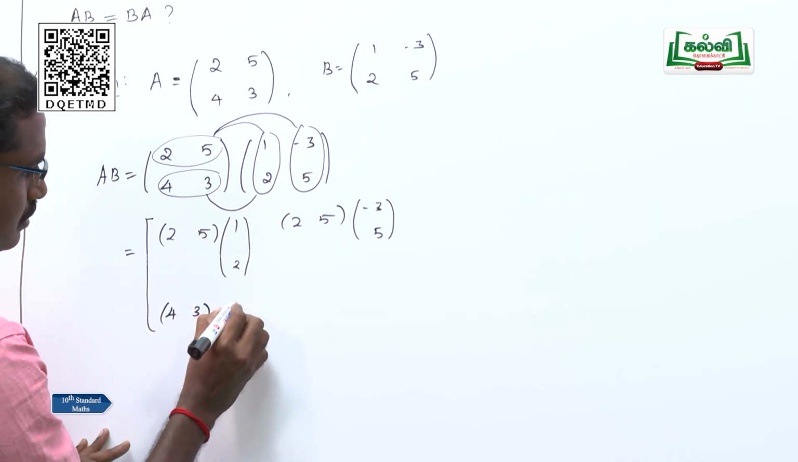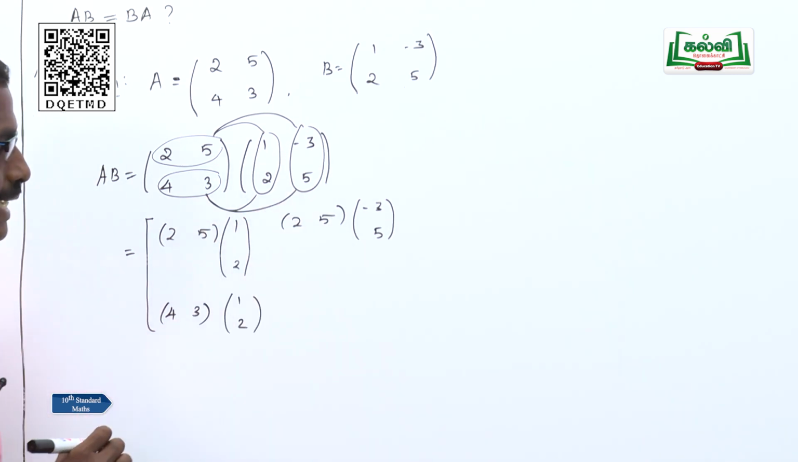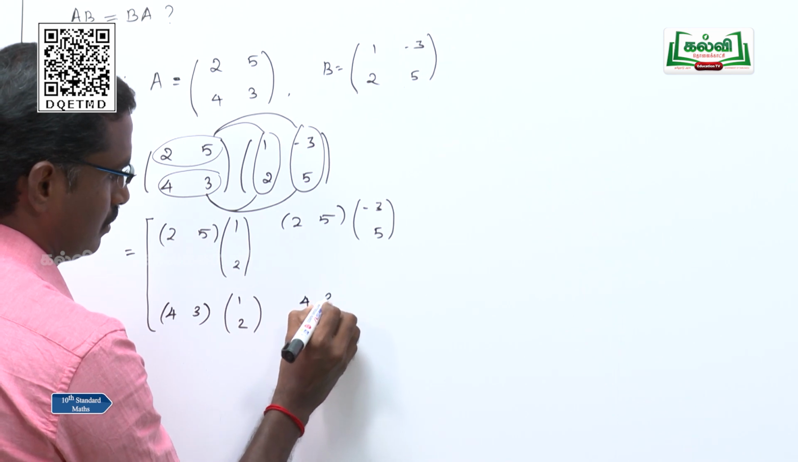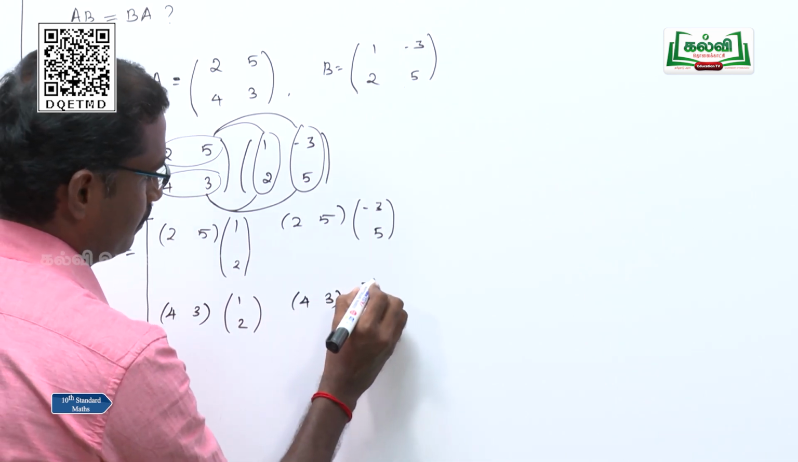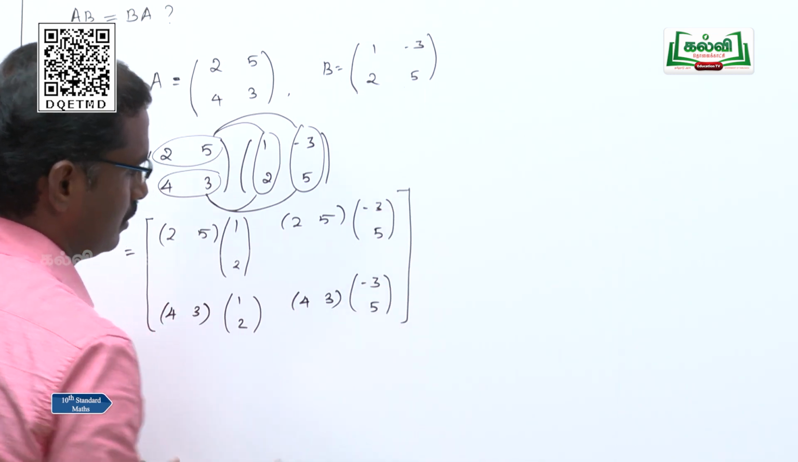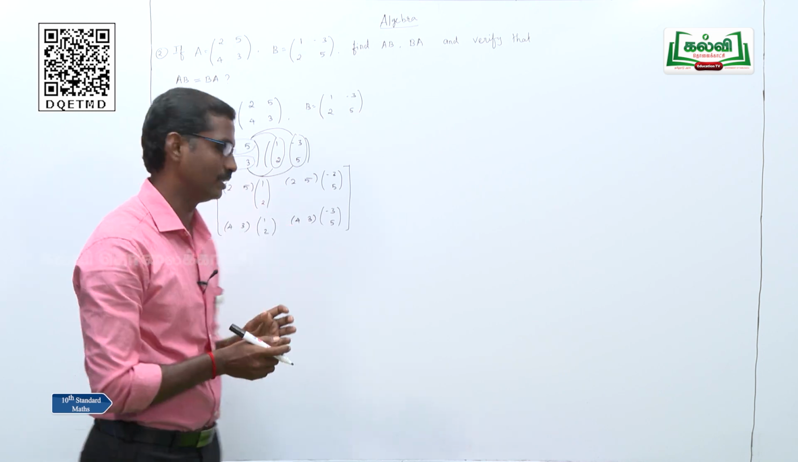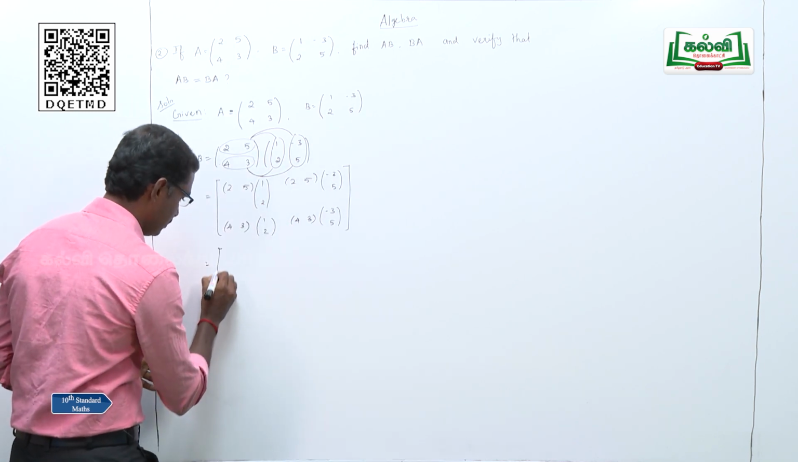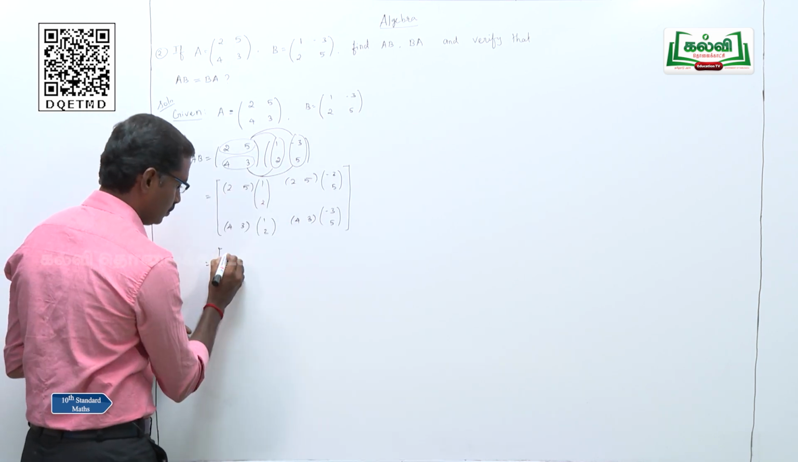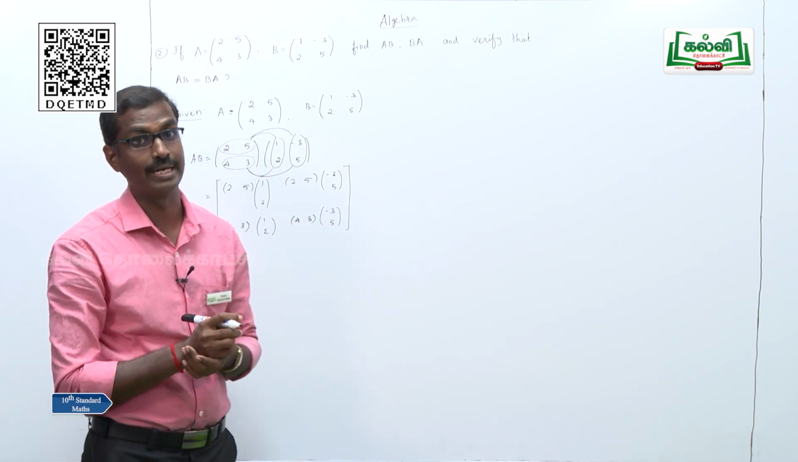4, 3, 1, 2. Last product is second row, second column. 4, 3, minus 3 and 5. First we write in multiple form, then you have to multiply. Now we can multiply: 2 ones are 2, 5 twos are 10. After multiplication we should add the results.